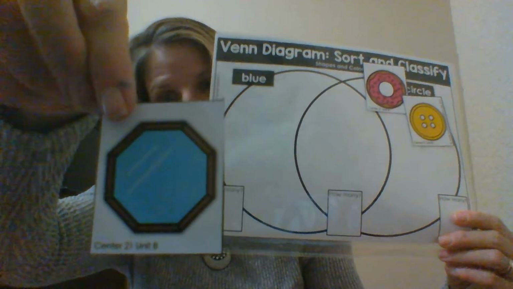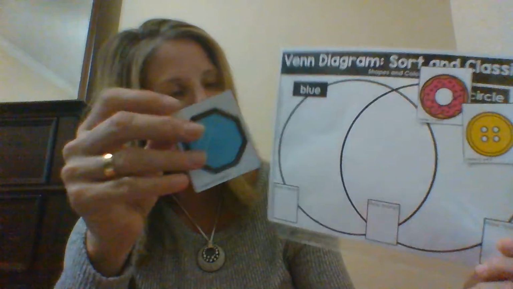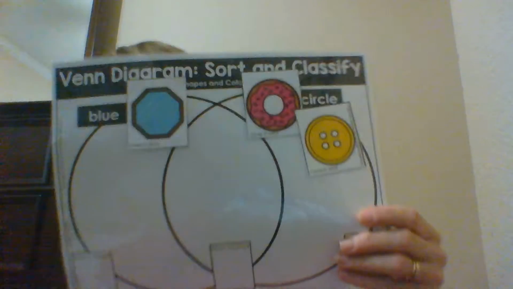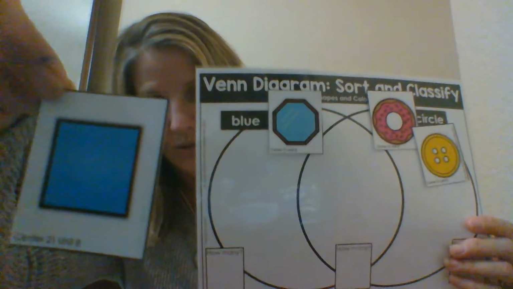Good. It is an octagon, right? So it's not a circle, and it's blue, right? I should have told you. I should have made you tell me what that shape was. Silly Mrs. Gibbs. Remember, 8 sides is an octagon, right? All right, what about this one? Ooh, what's the shape?